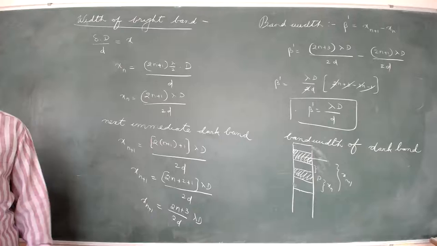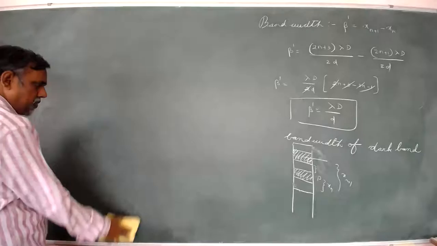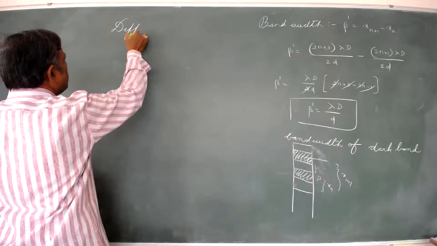Now the next property of light, that is diffraction. Diffraction, this is what we need to discuss now. Even this thing is very, very important. It is of equal importance to interference. So diffraction is the thing that we need to discuss now.